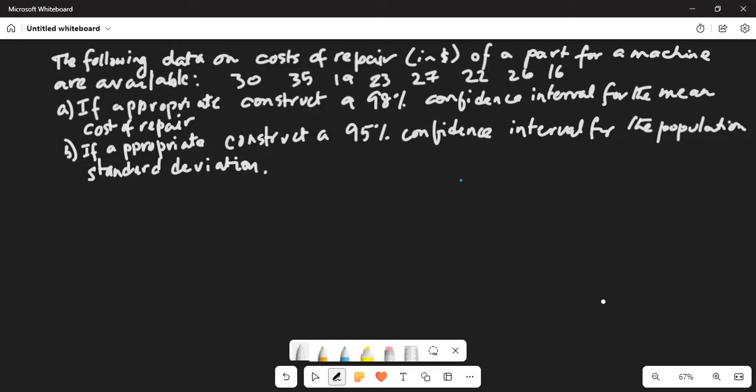The following data on cost of repair in dollars of a part for a machine are available: 30, 35, 19, 23, 27, 22, 26, and 16. Part A: if appropriate, construct a 98% confidence interval for the mean cost of repair. And part B: if appropriate, construct a 95% confidence interval for the population standard deviation.